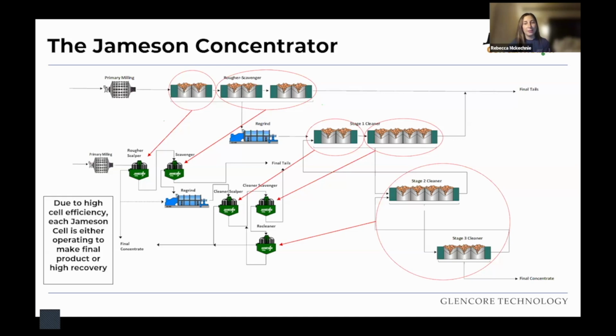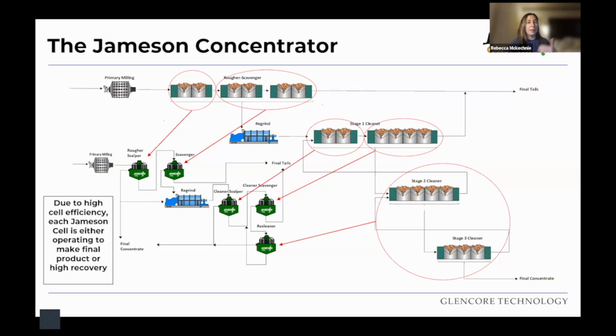So each Jamison cell is designed to either target grade or to target recovery, meaning that each cell in the circuit is given a single task. So the units that are focused on grade will be operated with deep froth and high wash water, while the units that are focused on recovery will typically be operated with higher air flow and shallow froth depths.